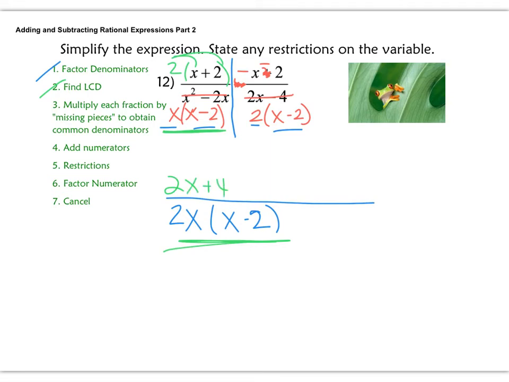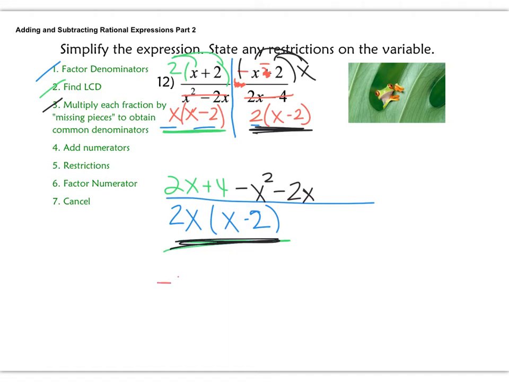All right, and then the second one, what is this missing to look like this one? It's missing the x, so we will multiply this whole thing by x, meaning we have to distribute. So we get negative x squared minus 2x. Okay, that was step 3. Step 4, add our numerators together.